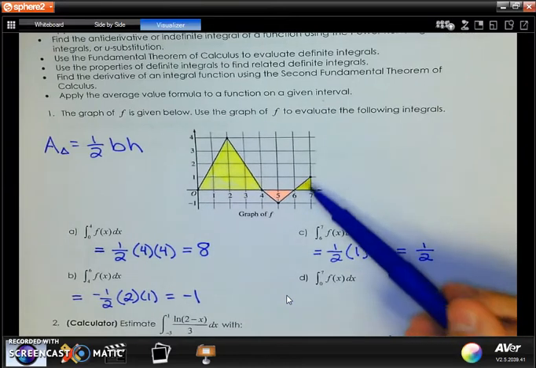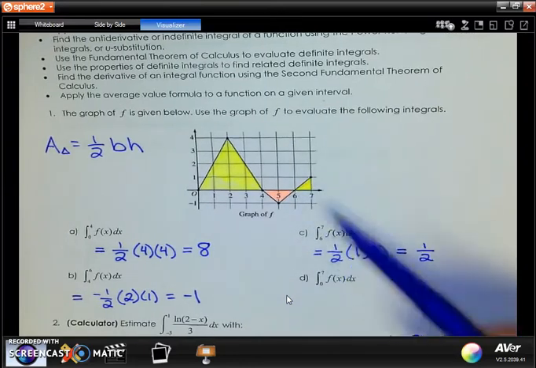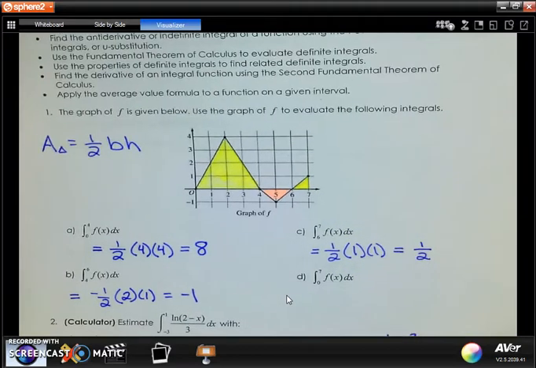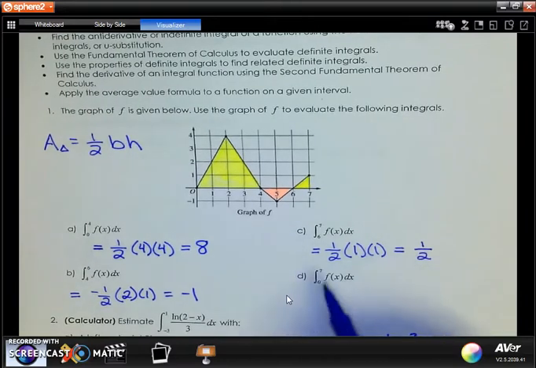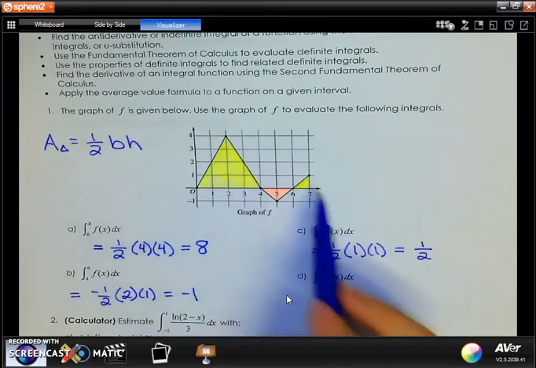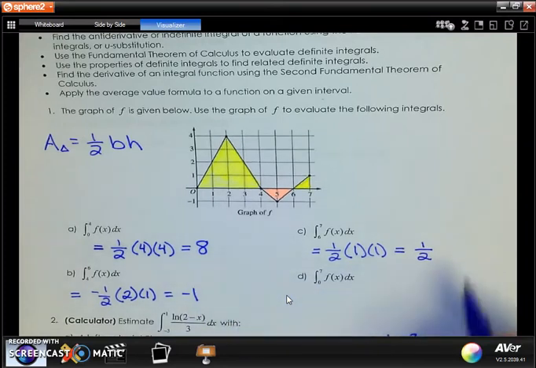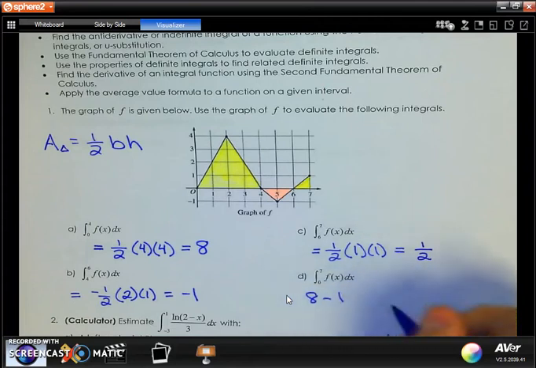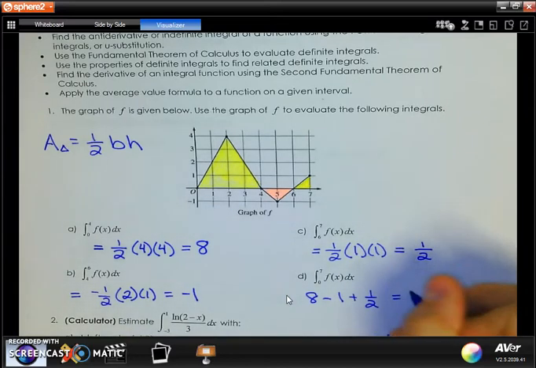For part C, it was the area of just this triangle. It's going to be 1/2 base times height. It's above the x-axis, so I don't need to worry about anything being negative, and I got a half there. So to find the area of the entire interval from 0 to 7, I'm just going to take those 3 pieces and add them up. So we have 8 minus 1 plus a half, and you'd get 7.5, or even better, I like 15/2.